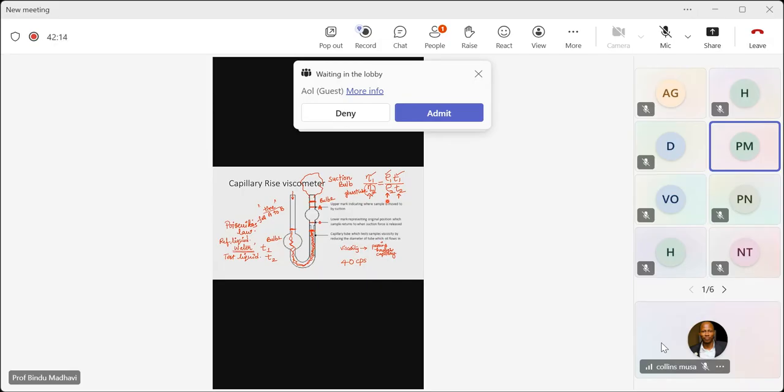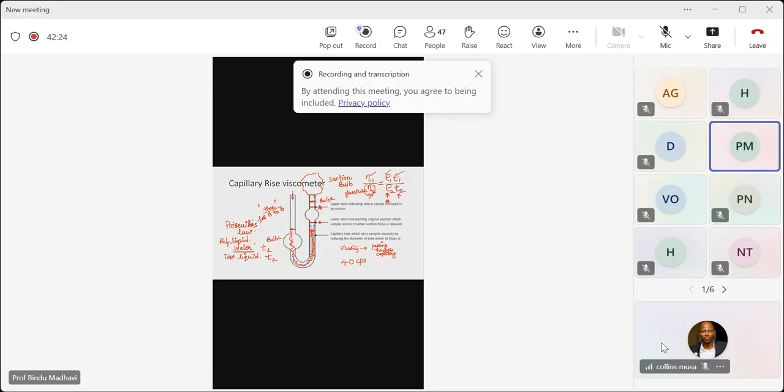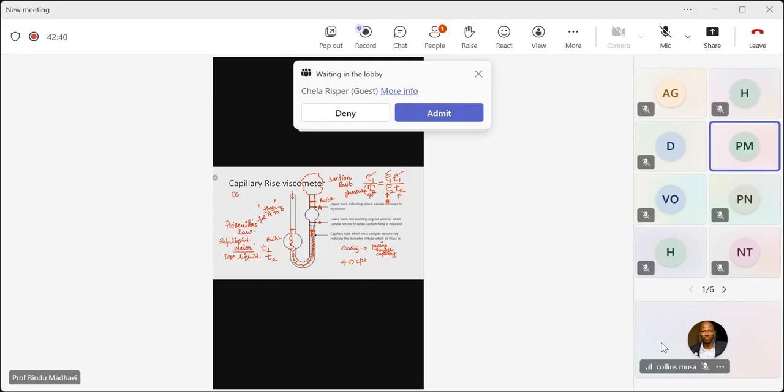When viscosity goes beyond 40 centipoise, the time taken by those liquids to pass through the capillary is very, very long. You may have to wait for 1 day or 2 days sometimes, because the capillary is very narrow. The liquids are thick. They don't even flow from the capillary. So that is the biggest disadvantage with the Ostwald viscometer.